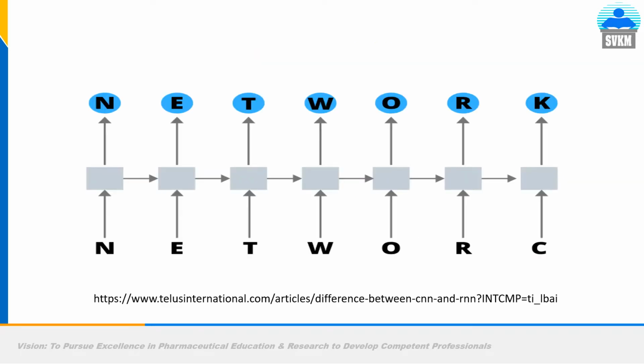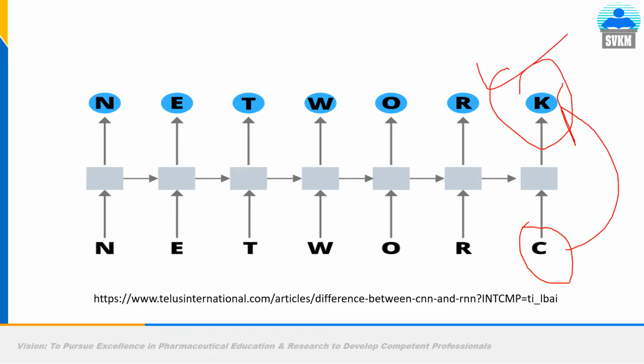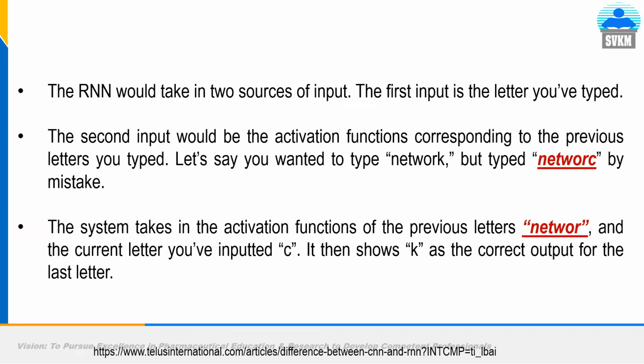Let's see another example. Network. So this is C and K. How does the system understand that C is wrong and K will be the right option? The last token, this is the token. So the last token should be K and not C. How does it decide? The RNN would take in two sources of input. The first input is the letter you have typed. The second input would be the activation functions corresponding to the previous letters you typed.